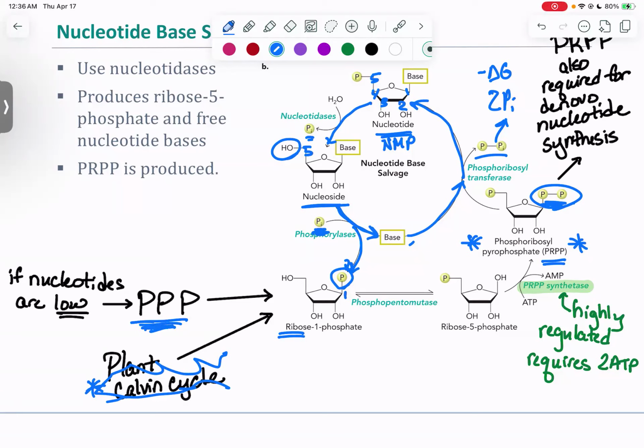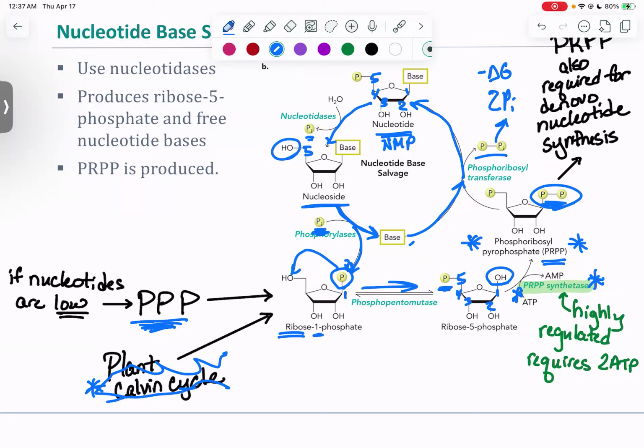So we start out with the sugar that is phosphorylated on carbon 1, and we go through a mutase reaction, and that mutase reaction moves the phosphate from position 1 onto position number 5. 1, 2, 3, 4, and 5. Okay, so then you go through this key enzyme, this really, really, really important enzyme that I've highlighted and starred, and it's called PRPP synthetase. This is highly, highly regulated. And you do take one ATP molecule and you are going to pyrophosphorylate carbon number 1 with 2 phosphate groups.